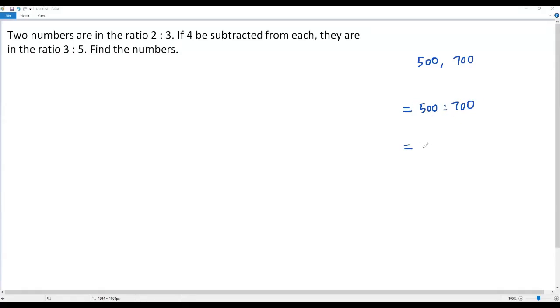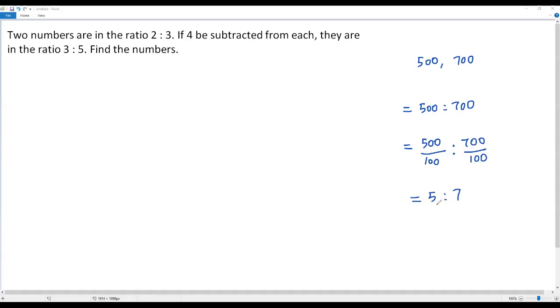Since 100 is the greatest common divisor, we have to divide both the terms by it. So that is 500 divided by 100, and we have to divide the second term also by the same 100. When I do so, I am getting 5 to 7. Now I got the ratio of the two numbers 500 and 700, that is 5 to 7.